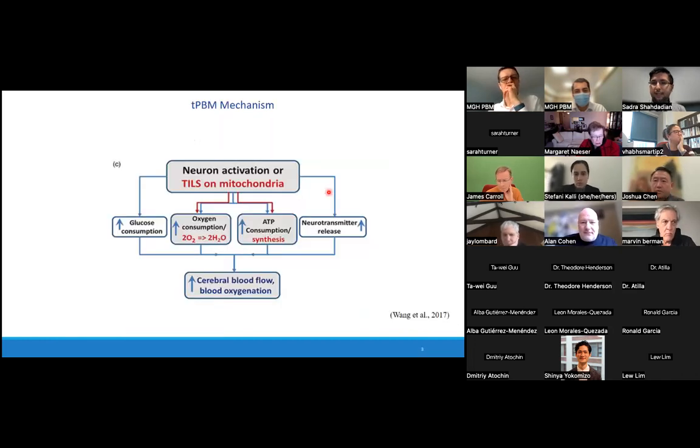The mechanism behind it is assumed to be similar to what we have for regular neuron activation. In neuron activation, we have an increase in glucose consumption, oxygen consumption, and ATP consumption, which leads to an increase in cerebral blood flow and blood oxygenation. On the other hand, when we have tPBM, which is also called TILS, and it reaches the CCO and the mitochondria, it leads to an increase in ATP synthesis, which again leads to an increase in cerebral blood flow and blood oxygenation.